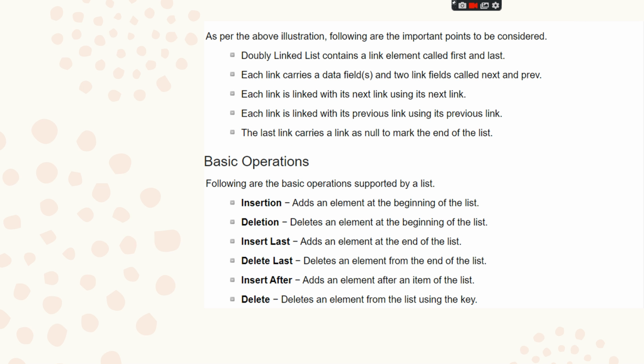So this is a classic representation of a doubly linked list. Now we'll see what the important points to be considered are. A doubly linked list contains link elements called first and last. Each link carries a data field and two link fields called next and previous. Each link is linked with its next link using its next field. Each link is linked with its previous link using its previous field, and the last link carries a link as null to mark the end of the list.